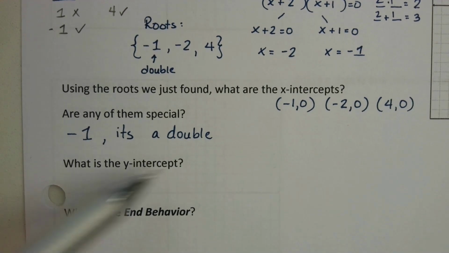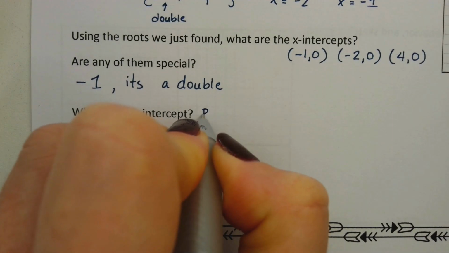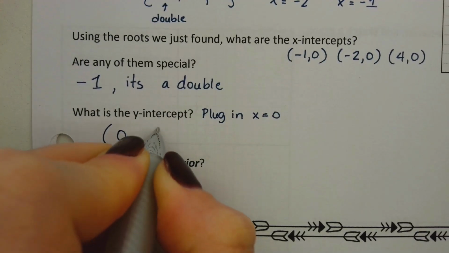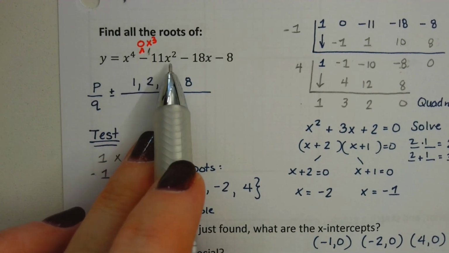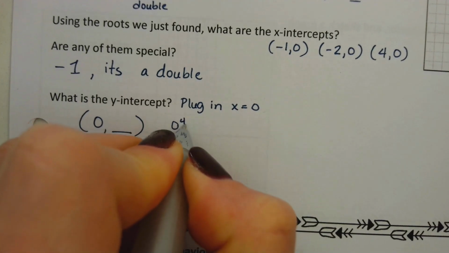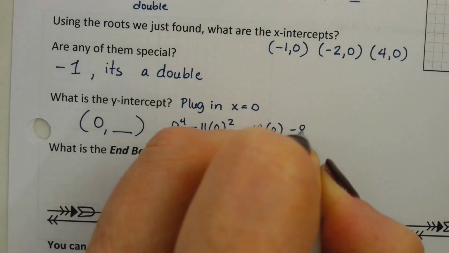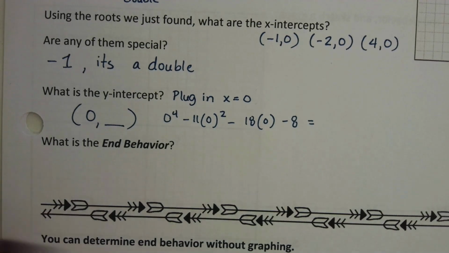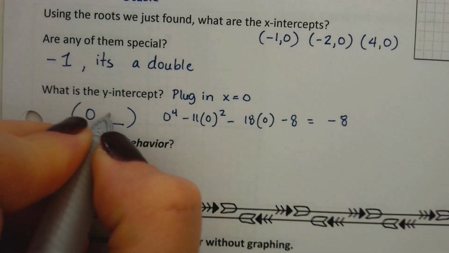To find the y-intercept, how do we find the y-intercept of any function in the whole entire world? Plug in what for what? 0 for x. Very good. Plug in x equals 0. So that would be at 0 something. So we'll have 0 to the 4th power minus 11 times 0 squared minus 18 times 0 minus 8 equals, it's not rocket science, -8. Very good, because everything just kind of zeroes out, zeroes out, zeroes out. -8 is what you have left over.